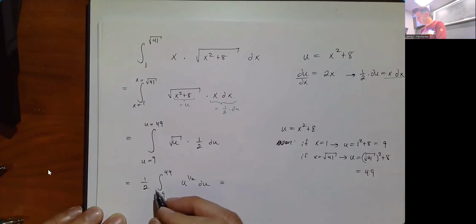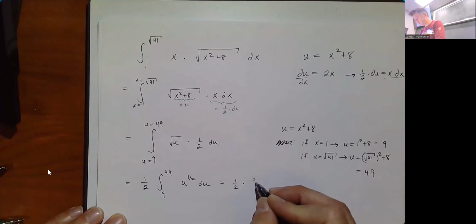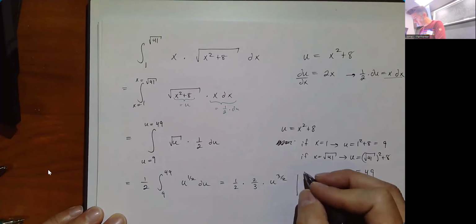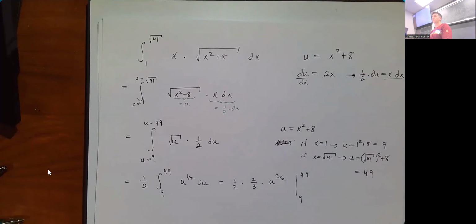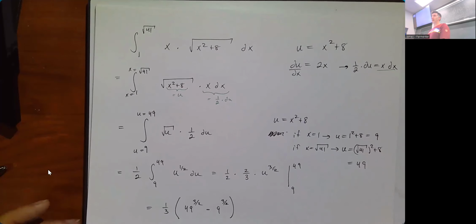So we're going to get 1/2 times u to the 3/2 times 2/3 from u equals 9 to u equals 49. So here's what we get. 1/2 times 2/3 is 1/3. So I'm going to get 1/3 times, if I plug in 49, I get 49 to the 3 halves minus 9 to the 3 halves. And it would be okay to leave it like this. We shouldn't, because this does simplify, but technically this is a valid answer.